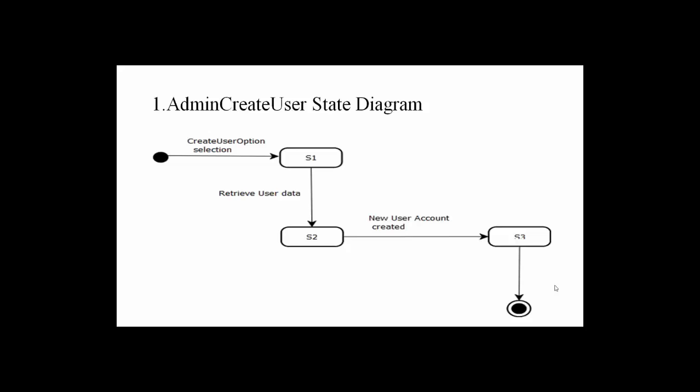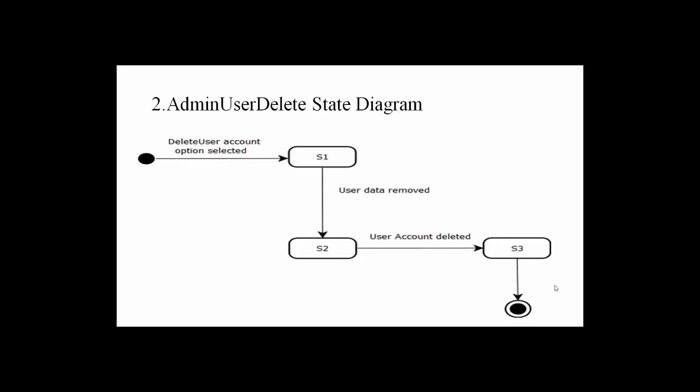So our first state diagram is admin create user. Here, as the admin logs into the system, the admin will choose any option, but here the admin will choose the create user option. After that, user data will be retrieved from the database or from the student enrollment system, and after that a new user account will be created. Second state diagram is admin user delete state diagram.